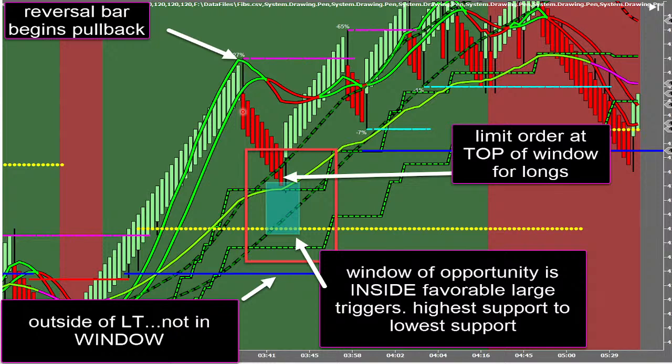So once the reversal bar prints, I'm going to look for my triggers, large and synthetic. And I'm going to draw a box around them because this range is where this retracement is most likely to go. It could go all the way to the very bottom. But it's the areas inside where I anticipate the bounce, most likely to create the bounce. So I'll create a window from the highest point of support to the lowest point of support inside of favorable large triggers. It's important that you use that language: inside of favorable large triggers.